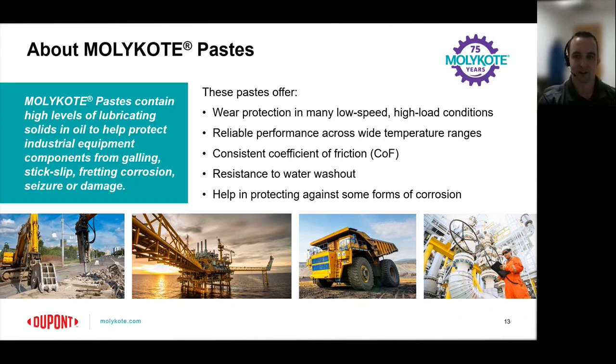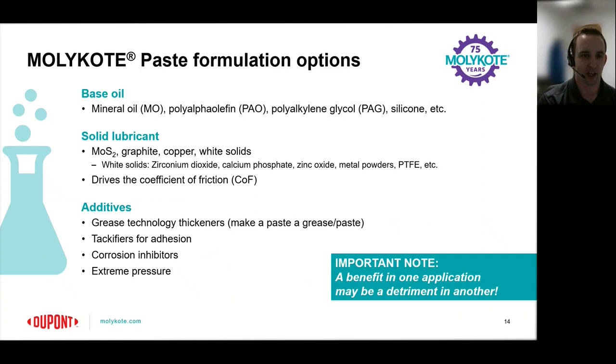From consistent coefficient of friction, water washout, protection against corrosion, MOLYKOTE pastes are designed to excel in these low-speed, high-load applications across a wide range of different temperatures. When it comes to formulation options, there's certainly no shortage of combinations. For base oils alone, we have mineral oils, polyalpha olefins, polyalkylene glycol, silicone, plus some. On the solid lubricant side, we have MoS2, graphite, copper, white solids.